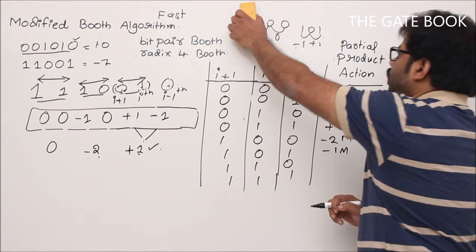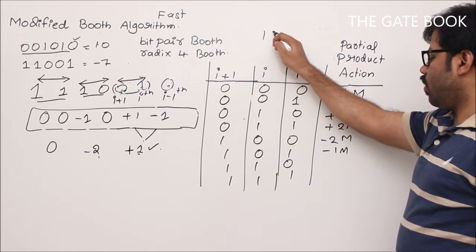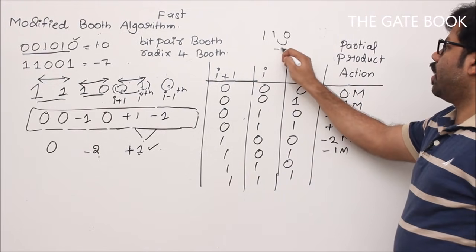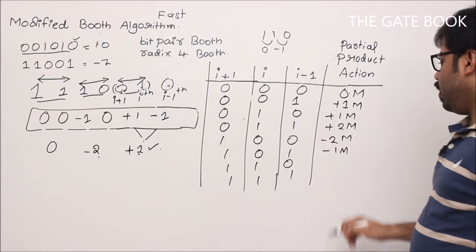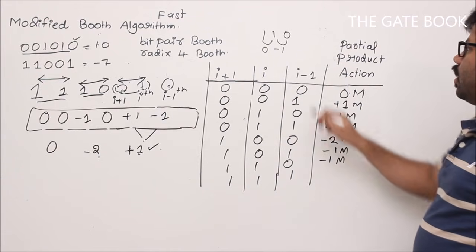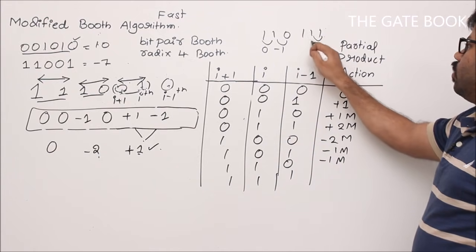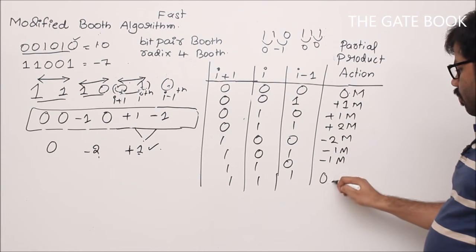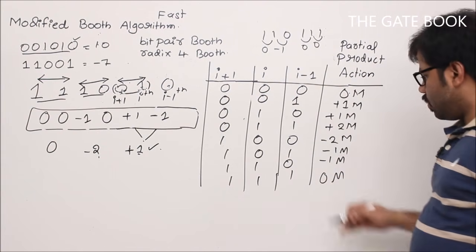Yes, next. 1, 1, 0: 0, 1, minus 1, 1, 1, 0. It would be minus 1m. Next, last one, triple 1, 1, 1, 0, 1, 1, 0. It is 0m, right? So these are the actions.